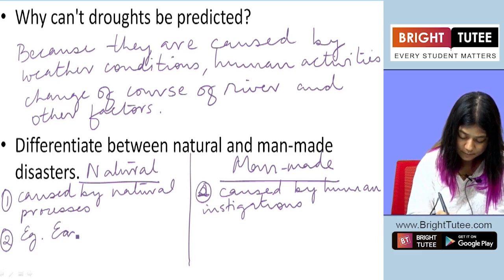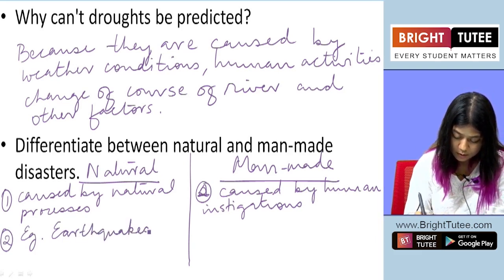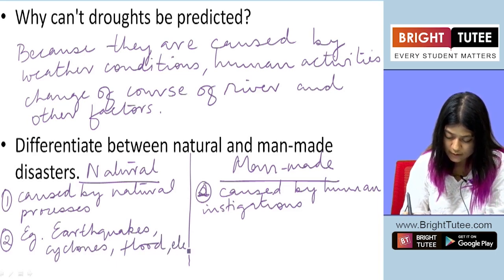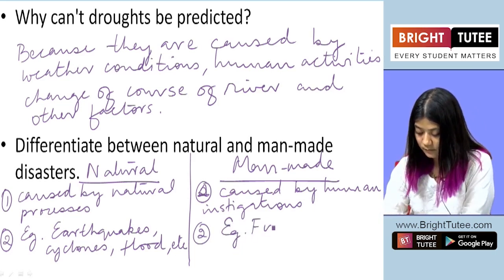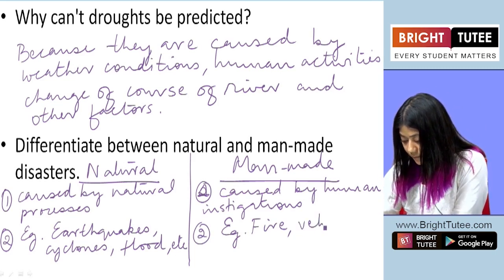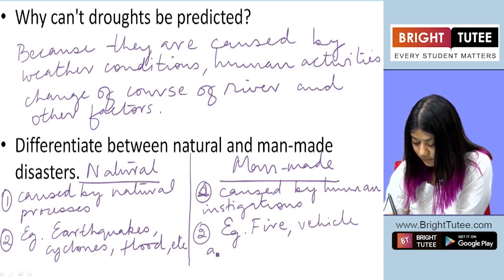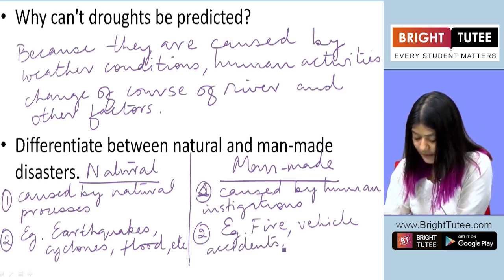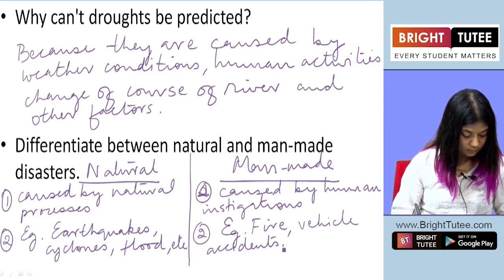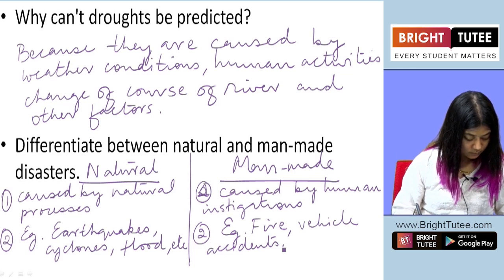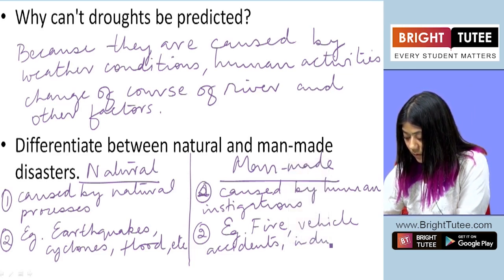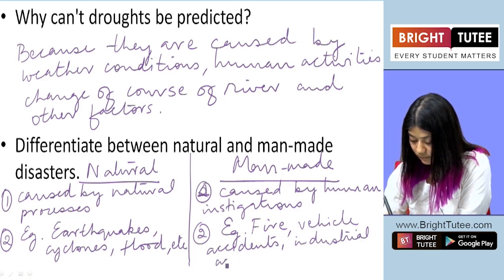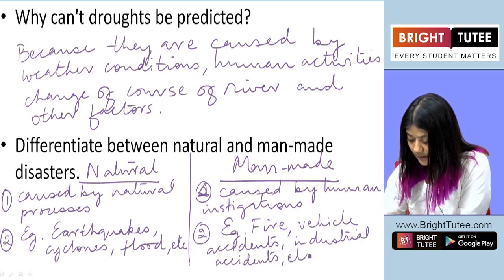Example: earthquakes, cyclones, flood, etc. Example: fire, vehicle accidents, industrial accidents, etc.